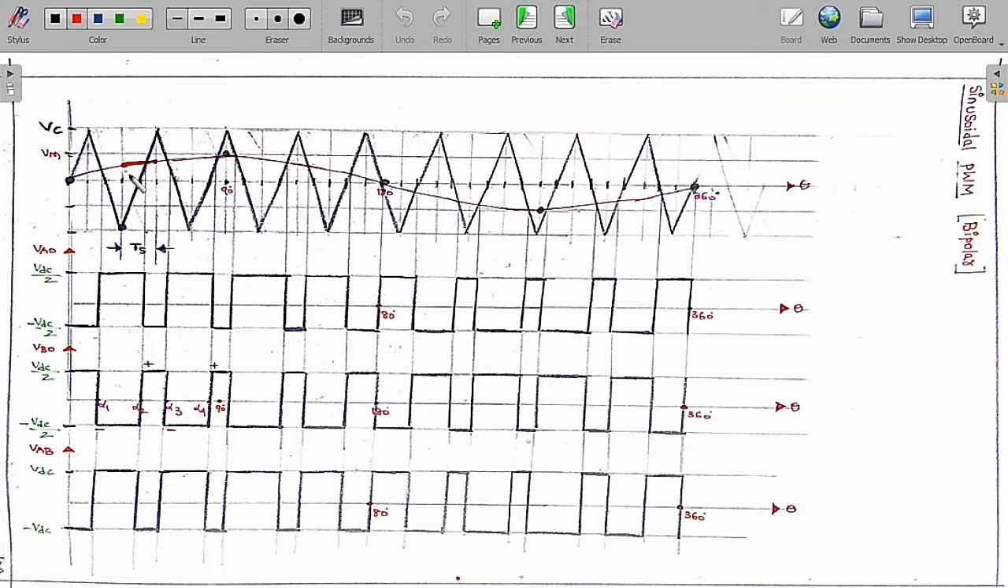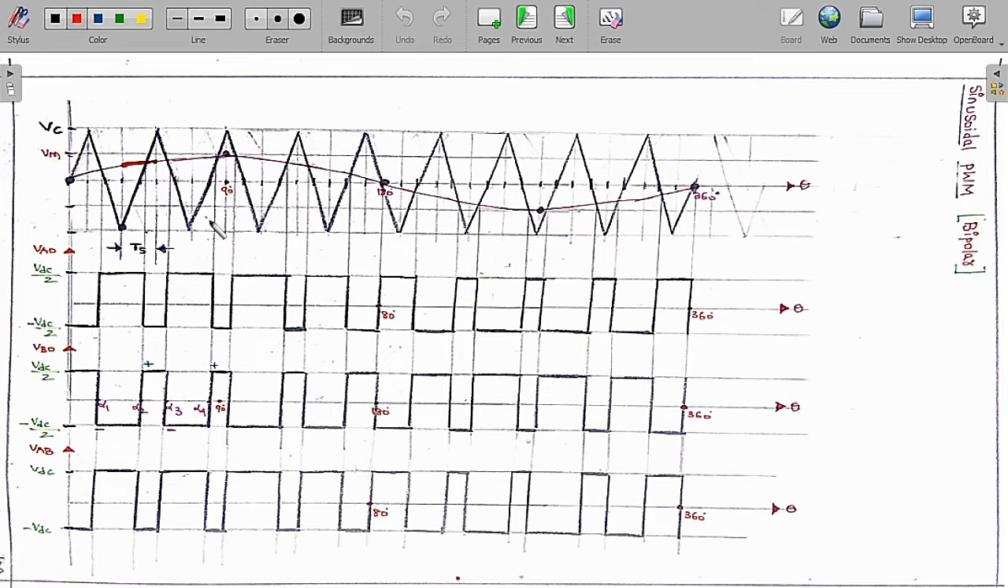Or we can say it in another format: suppose the reference signal is greater than the carrier signal, then we have to trigger switch 1 and switch 2. Therefore, Va0 is equal to 0.5 VDC and Vb0 is equal to minus 0.5 VDC. So therefore, Vab is equal to plus VDC.